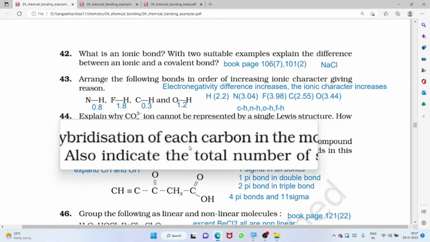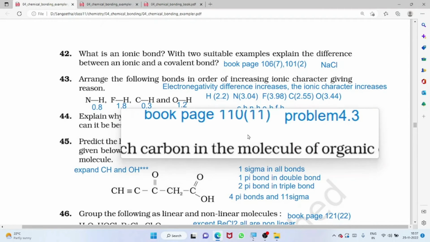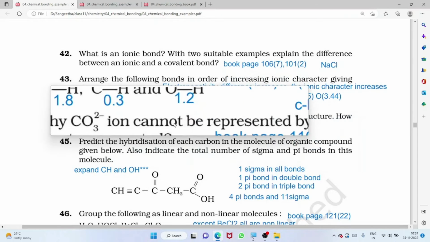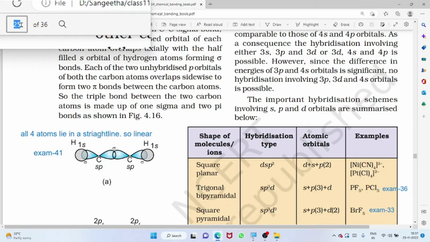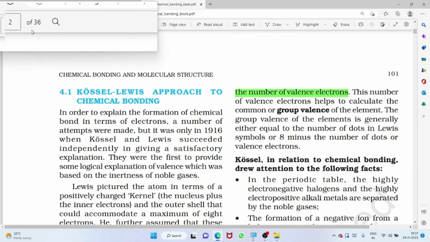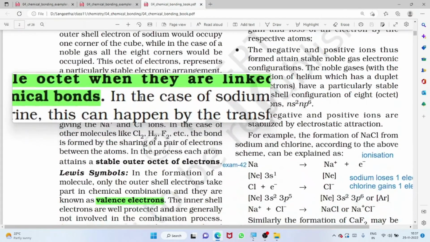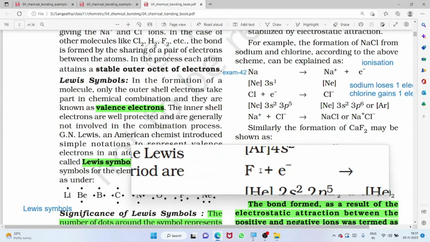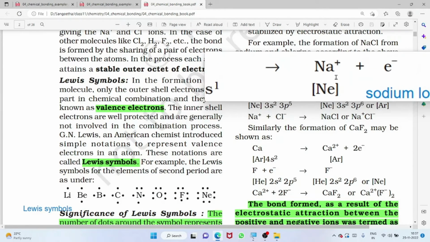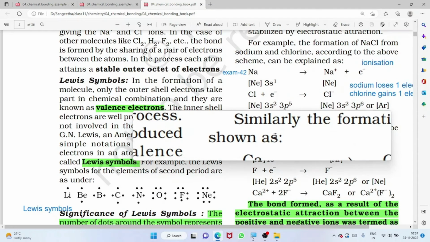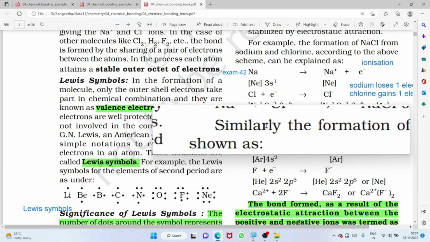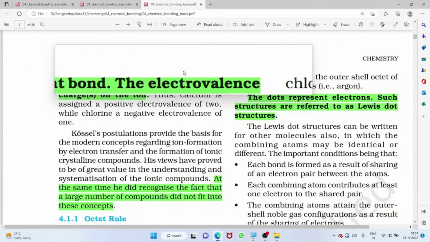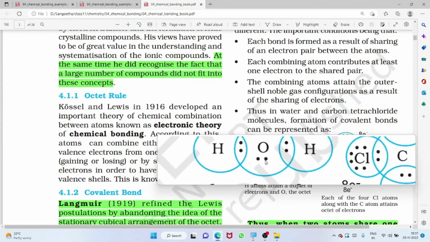What is an ionic bond? With two suitable examples, explain the difference between ionic and covalent bonds. See here, this is ionic bond formation, NaCl. Na loses one electron to become Na plus, then Cl receives one electron to become Cl minus. So this is ionic bond formation. Here is the covalent bond formation.